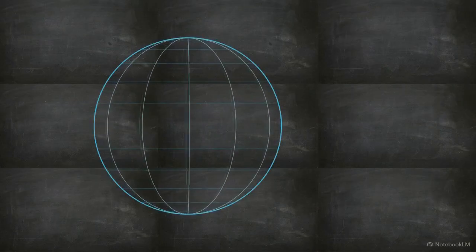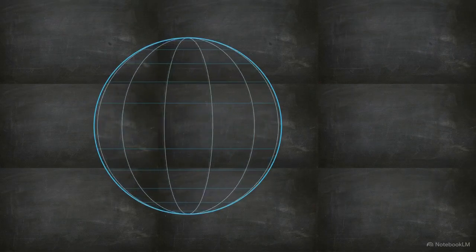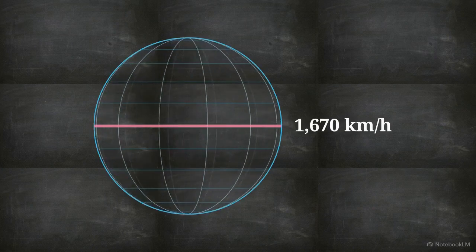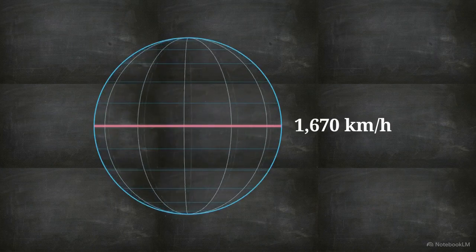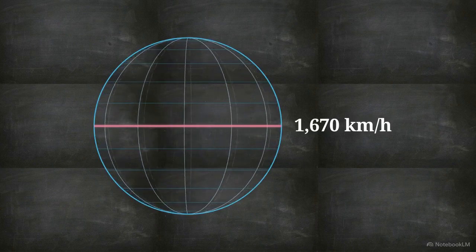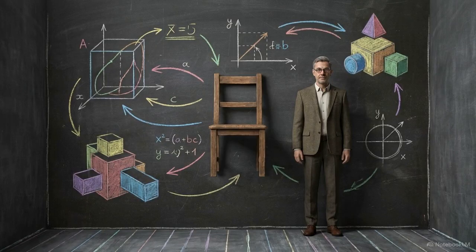This diagram shows our planet rotating, hitting speeds of 1,670 kilometers an hour at the equator. Even when you feel completely at rest on a Saturday afternoon, the Earth is moving at a massive, constant speed underneath your feet. But whether you are moving depends entirely on your frame of reference.